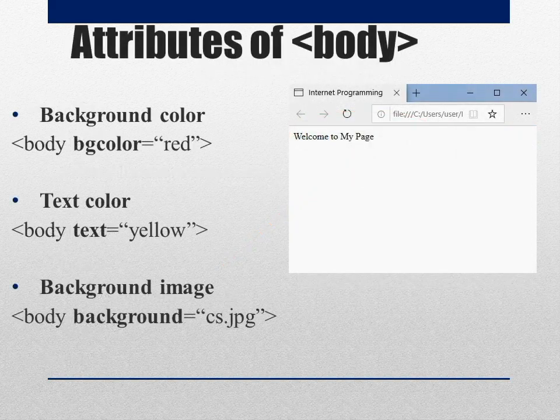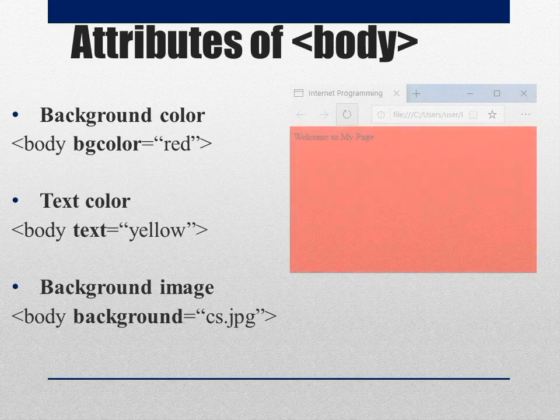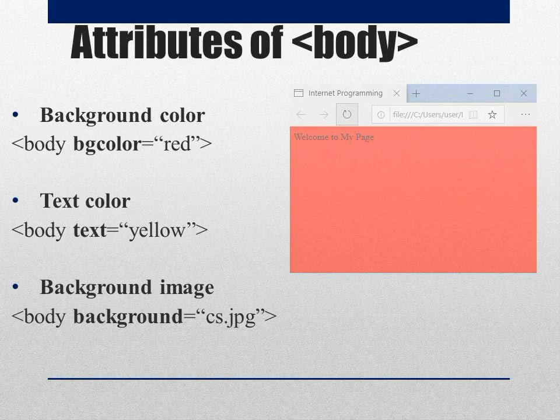If we want to change the background color of this window, then we can use the attribute bgcolor. Bgcolor stands for background color. Here the syntax is body bgcolor equal to the color. Here I am giving the color as red. If you want to add a specific color to the text present in a window, then you can add the attribute text. The syntax is body text equal to the color. Here I am giving the color as yellow.